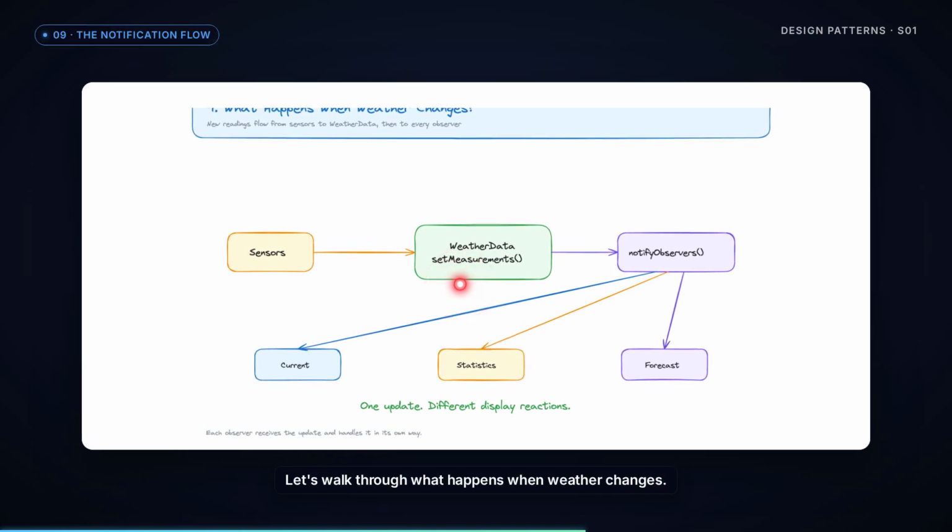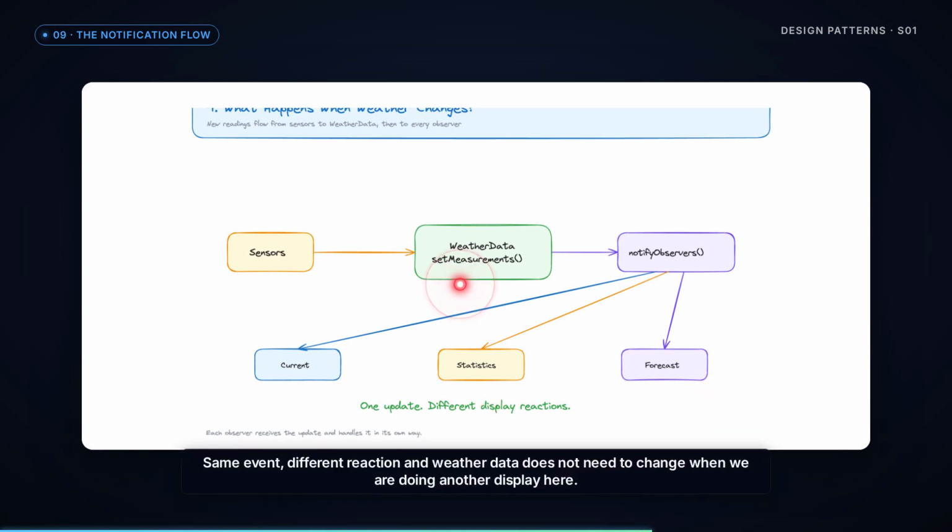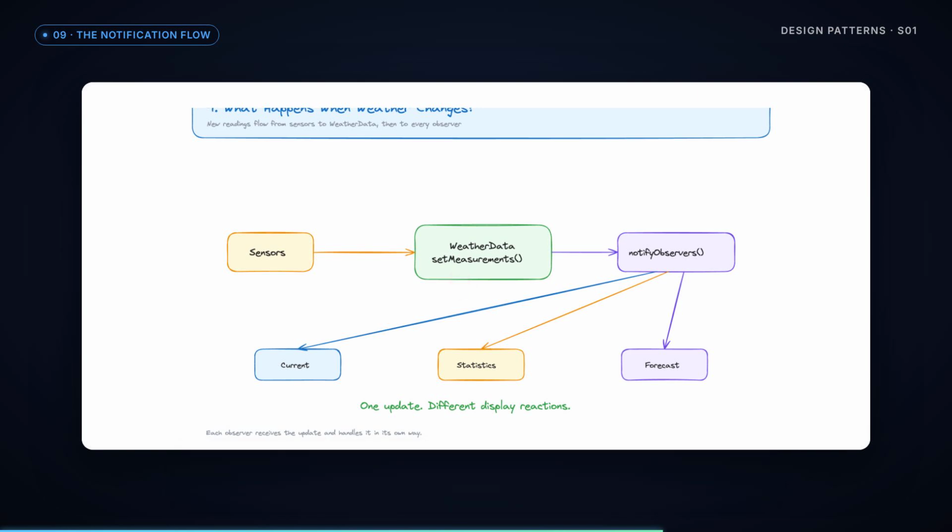Let's walk through what happens when weather changes. First, the sensor reports new data: temperature, humidity, and pressure. WeatherData stores the latest values. Then, WeatherData loops through every registered observer and calls update. Each display gets the new values and decides how to present them. The current condition display might show temperature and humidity. The statistics display might calculate the average. The forecast display might use pressure trends. Same event, different reaction, and WeatherData does not need to change when we add another display.